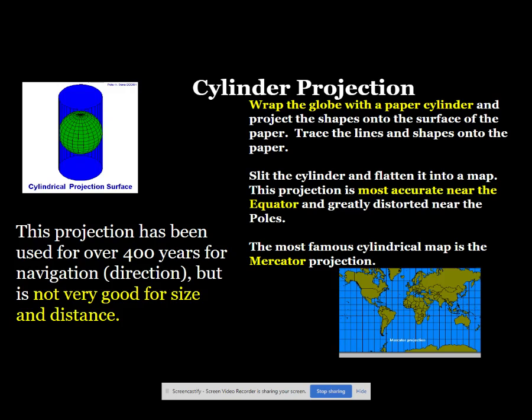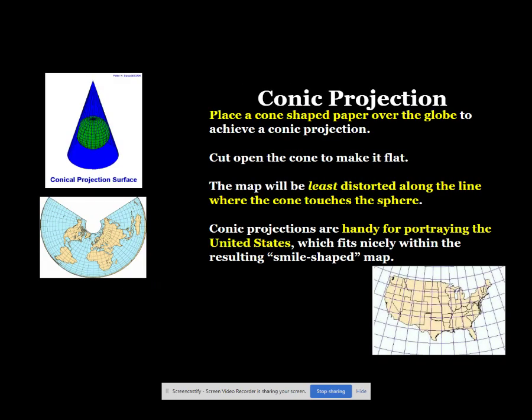It's not very good for size and distance. So if you're traveling, say, from Canada over to Greenland, you're going to see that there's some size mishaps there, and so distance is not going to be quite as accurate. You're going to be not getting to your end location at the time you would think, or after you've traveled the distance you think.